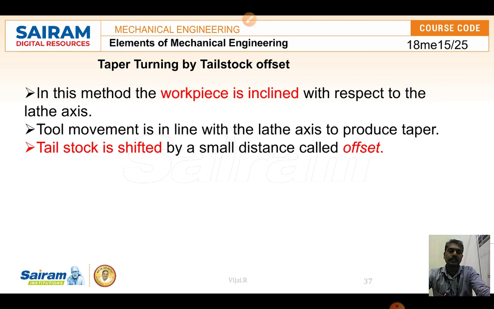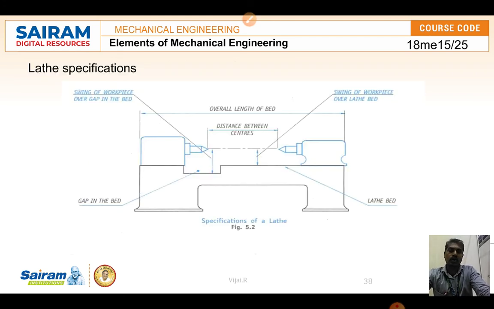In this case we are not tilting the tool, but we are going to tilt the workpiece. So the workpiece is inclined and the tool normally moves in a straight line along the lathe axis. So the tailstock is going to be shifted, and we call it the offset.